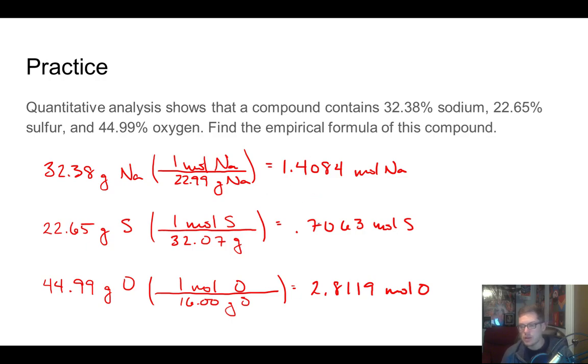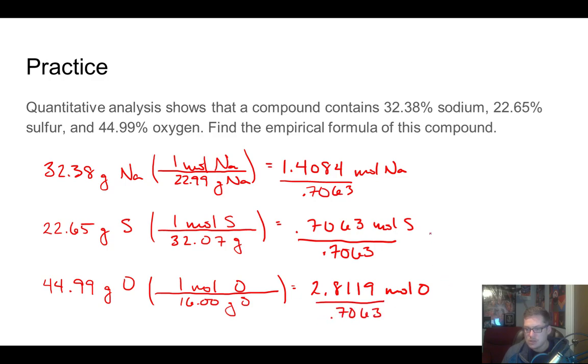That was mass to moles. Now we'll divide by the smallest. 0.7063 is the smallest one, so we'll divide each of them by 0.7063. The sulfur is going to be 1, obviously, because it's just divided by itself. The bottom one I already have in my calculator, so I'll just do that one first: 0.7063.